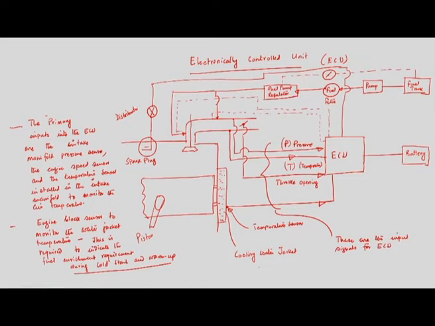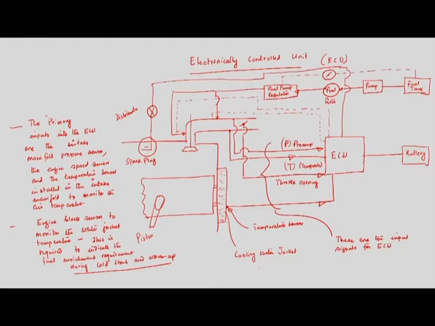So, this is the electronic control unit where we are providing the input signals coming from the intake manifold as well as the engine block sensor. From the intake manifold we are taking throttle opening, pressure and temperature. Based on the pressure, temperature and throttle opening, the ECU will provide information to the fuel regulator to supply the required amount of fuel.